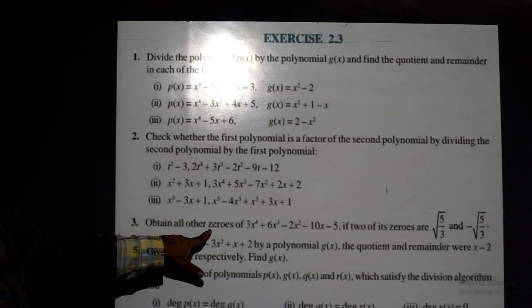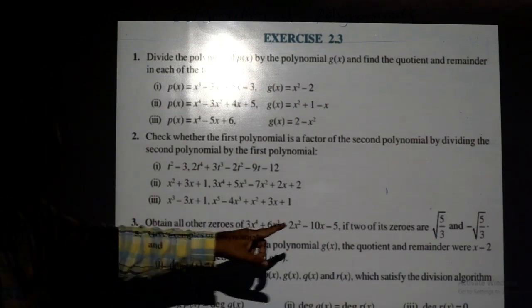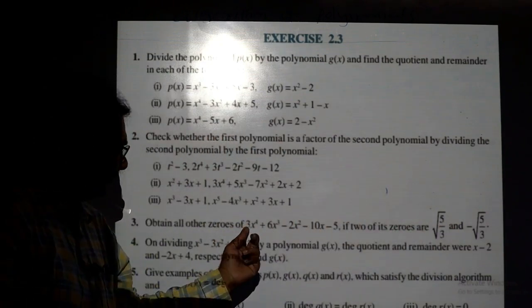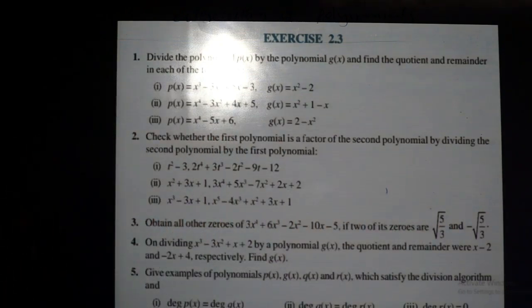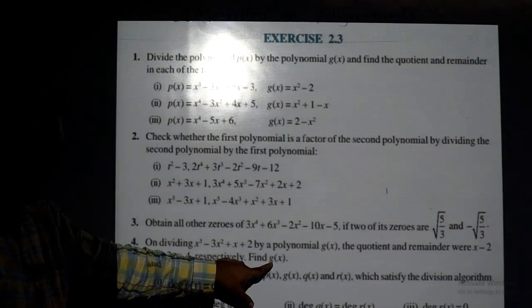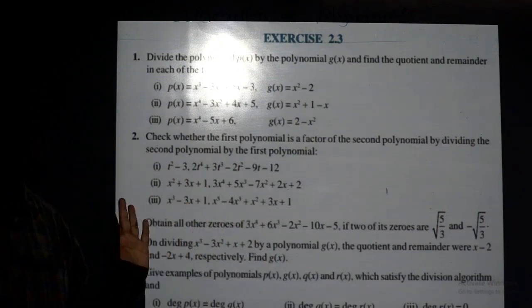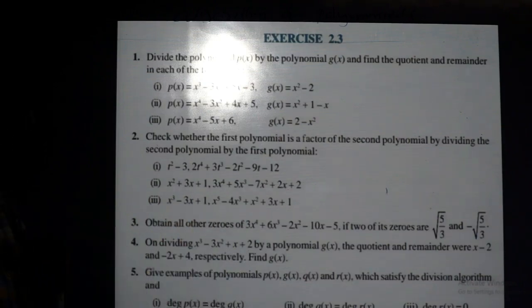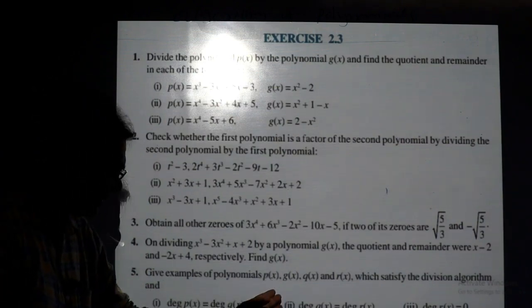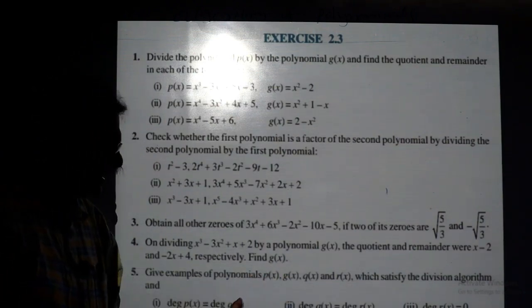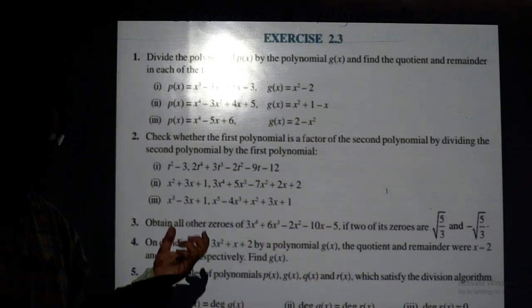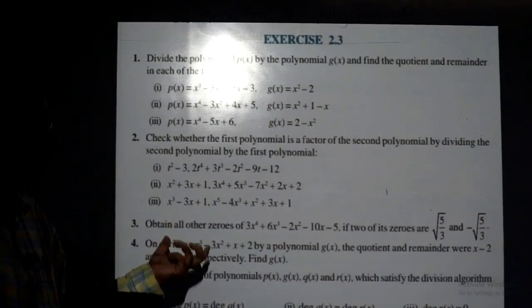Here, obtain all the zeros. Just now we did this question here. Two zeros are given, and for degree 4, you have to find the other two zeros. Here, using the division algorithm, you have to find g(x). By simply changing the side of the equation, you can find the value of g(x). And here, very easy: if g(x) is this, q(x) is this, you have to give an example for such an equation. Is it clear? So please try it.